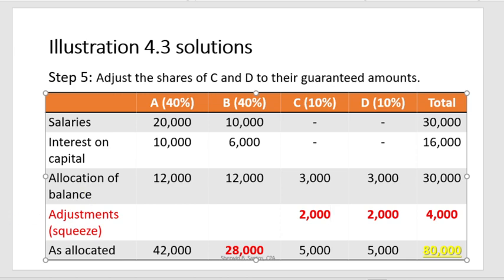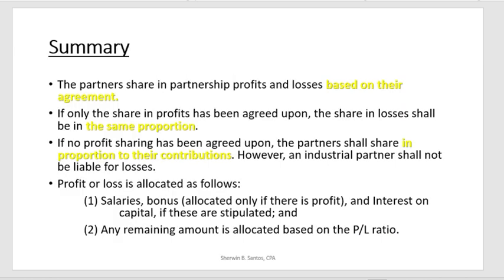And I think that ends the discussion on accounting for partnership operations. But let us just summarize all the items that we have discussed. 1. The partner share in partnership profits and losses based on their agreement. So, unang-una yan, yung agreement. If only the share in the profits has been agreed upon, the share in the losses shall be in the same proportion. Correct. Kung walang agreement on loss sharing ratio pero merong profit sharing ratio, edi base yung loss ratio sa profit ratio. Yun lang yun.